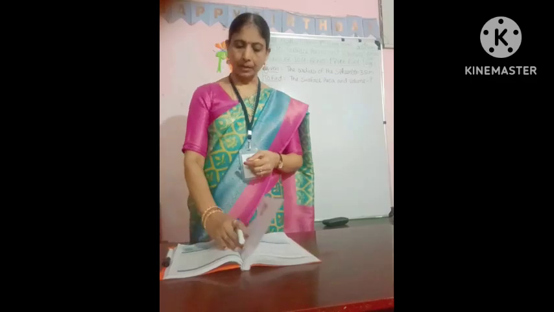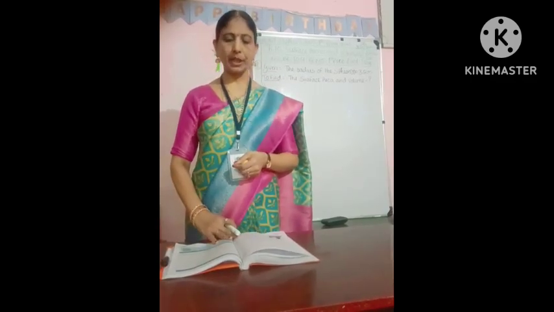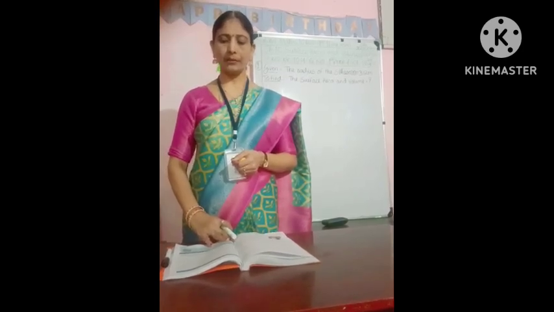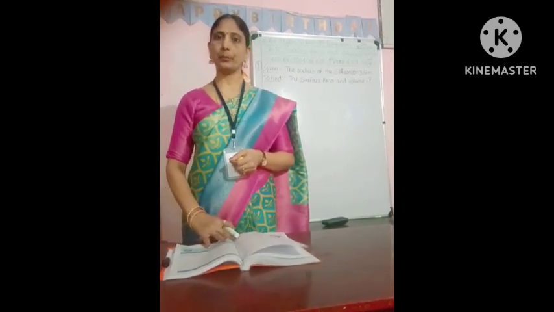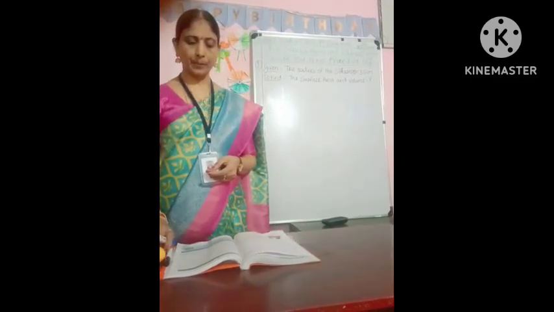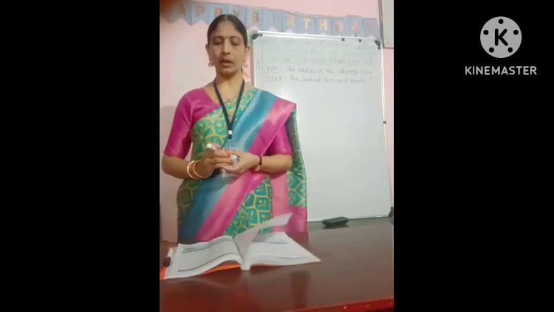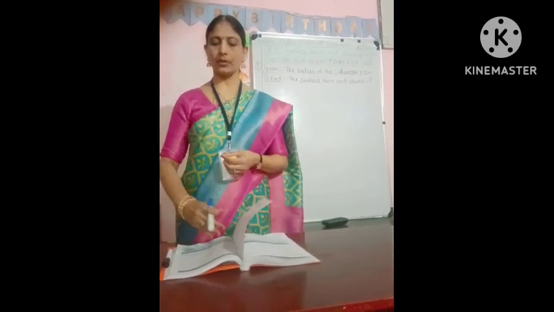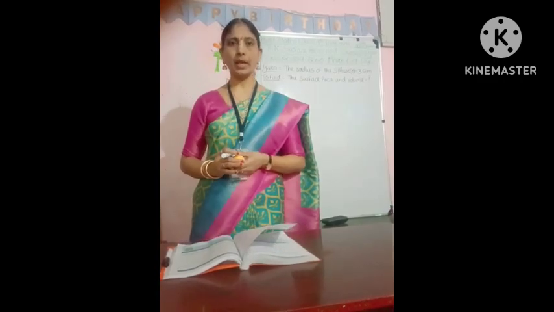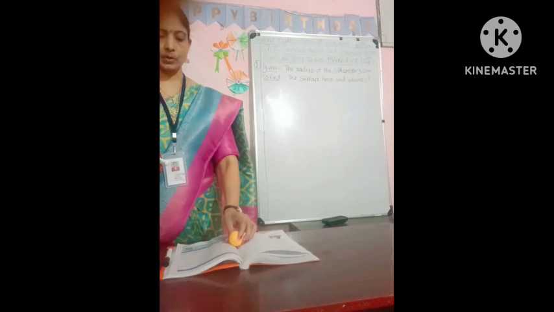Let's see the first problem in our textbook. The radius of a sphere is 3.5 centimeters. Find its surface area and volume. This is a very simple question. The radius of the sphere is given, 3.5 centimeters. Two things are asked in this problem: the surface area of the sphere and the volume.